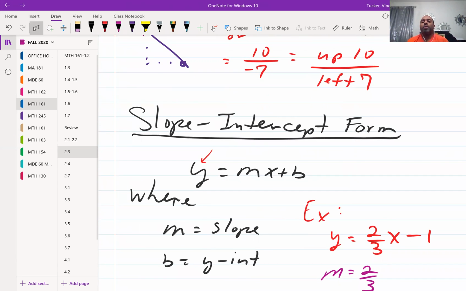All right. Slope-intercept form. Here, y equal to mx plus b. If our linear equation is solved for y and simplified as much as possible, what's sitting in front of x will be our slope. The other number will be our y-intercept.